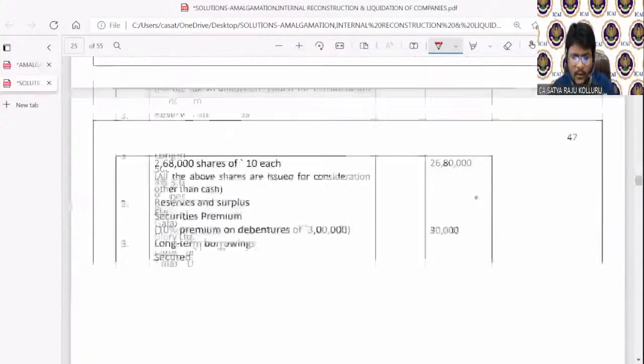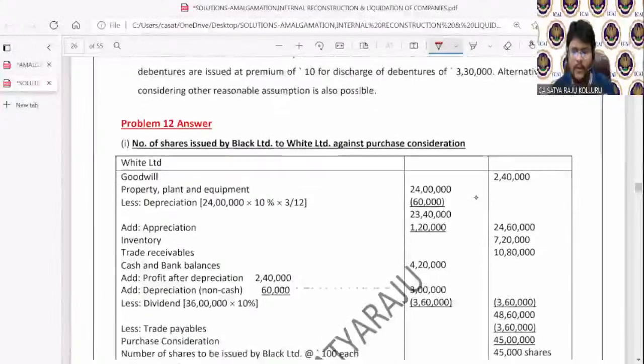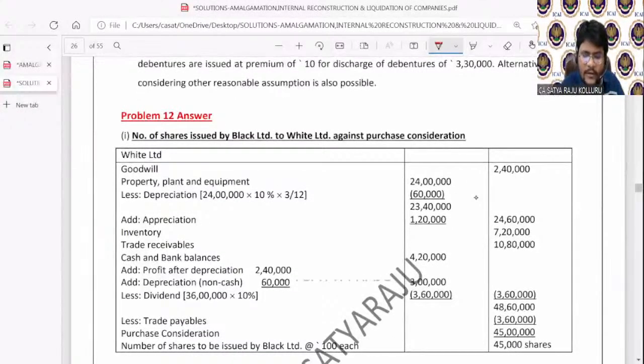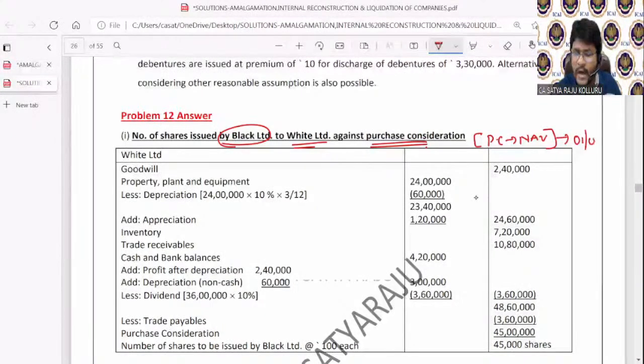Roll number 12. First, the number of shares issued by Black Limited to White Limited against the purchase consideration. First, I am calculating the purchase consideration under the NAV method. Now, one by one, let me take over. When I calculate as on 1st July 2020, I require all the balances of assets as well as all the balances of liabilities as on 1/7/2020.